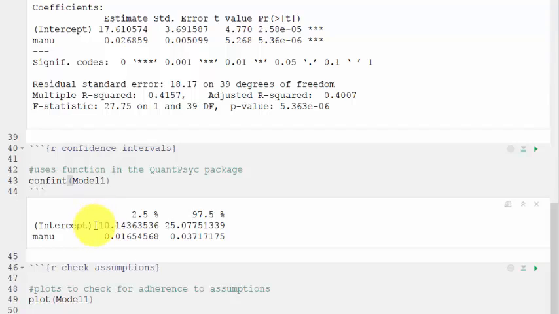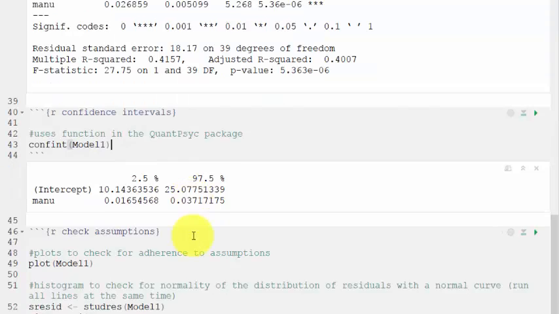it will tell you your confidence intervals for both your intercept. Again, we usually don't care about this. The one we care about is the confidence intervals for manufacturing. Right, so our lower limit is 0.02 to an upper limit of 0.04. So even though it's close to 0, that's a pretty tight confidence interval. So that's a pretty good prediction.